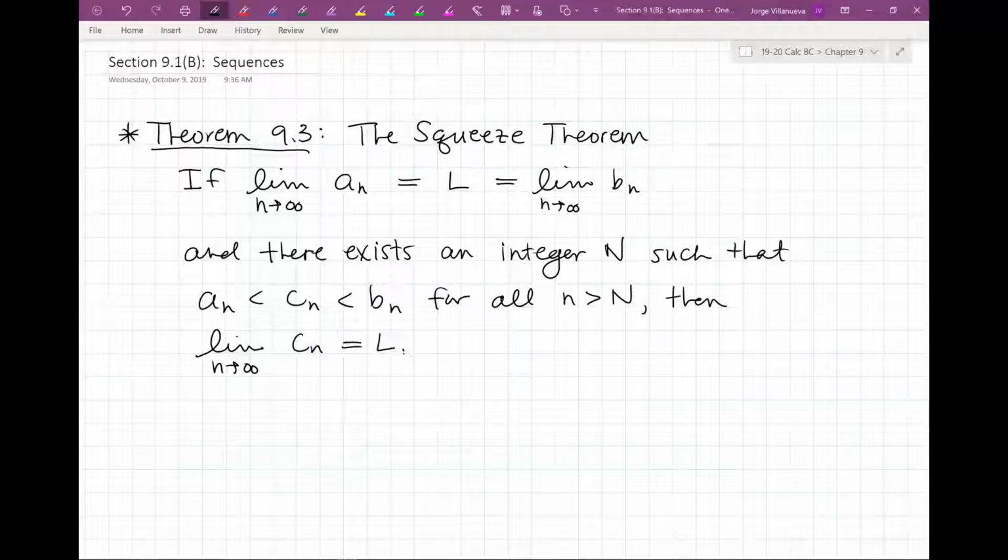So right now I'll explain this thing in detail in normal English. Okay, if the limit of a sub n and the limit of b sub n as n approaches infinity is equal to L, then there exists some integer, capital N, such that if you introduce a function that's between a sub n and b sub n, then its limit itself is going to be a value of L. It's going to be squeezed into it.